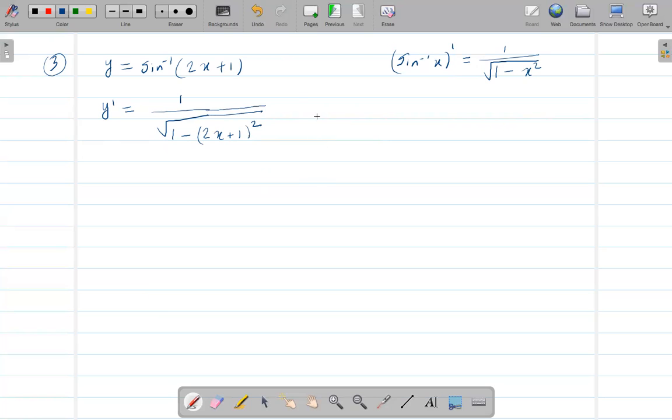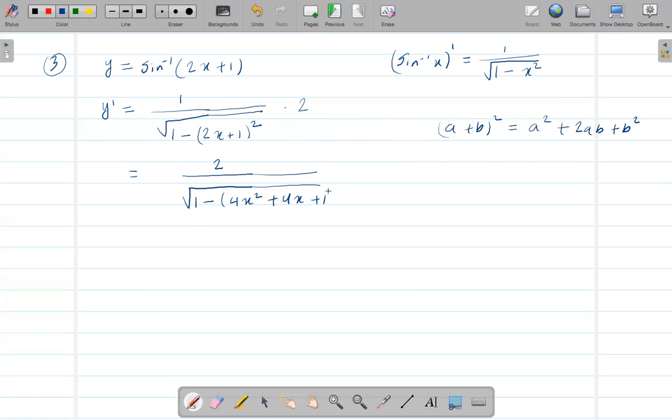And then what are we going to do after that? Using the chain rule, we still need to take the derivative of this inside part, 2x plus 1. The derivative of 2x is just 2, and the derivative of 1 is 0, so we don't have to write that. So we have 2 over, and let's expand this. We know that a plus b whole square is a squared plus 2ab plus b squared. Here a is 2x and b is 1, so using this formula it will be 4x squared plus 4x plus 1, right?